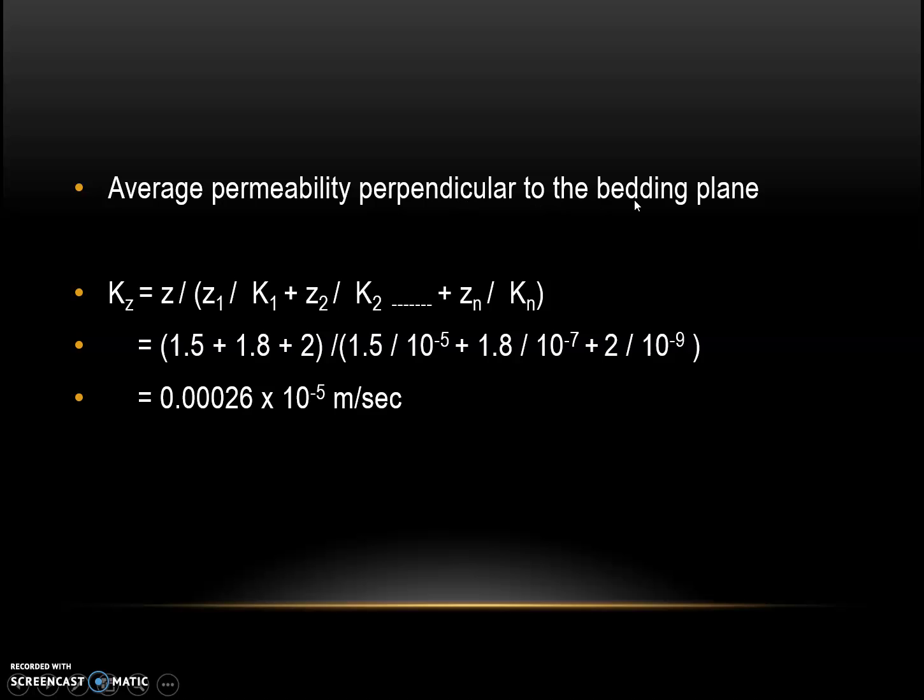Average permeability perpendicular to the bedding plane is given by the formula Kz equal to Z whole divided by Z1 divided by K1 plus Z2 divided by K2 till Zn divided by Kn. Z is Z1 plus Z2 plus Z3. So it is 1.5 plus 1.8 plus 2 divided by Z1 is 1.5 divided by K1 is 10 raised to minus 5, plus Z2 is 1.8 and K2 is 10 raised to minus 7, plus Z3 is 2 divided by K3, that is 10 raised to minus 9. With this we get Kz equal to 0.00026 into 10 raised to minus 5 meter per second.